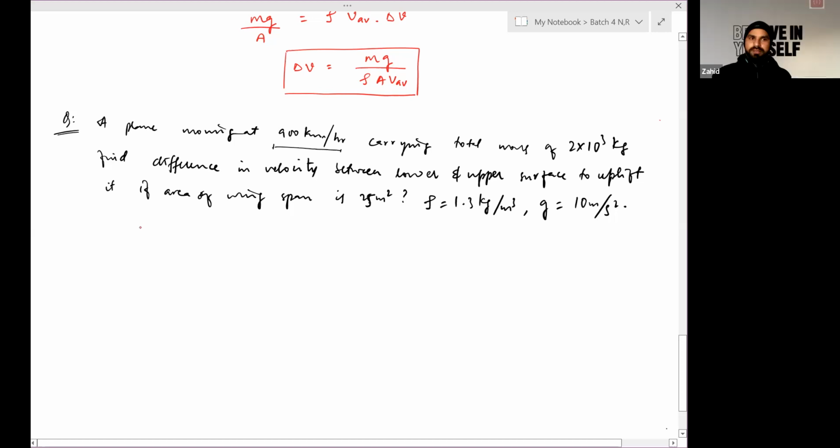We have velocity as 900 km per hour. So just multiply it by 5 by 18. So 18 into 5, it will be 90. So it will be 250 meter per second.